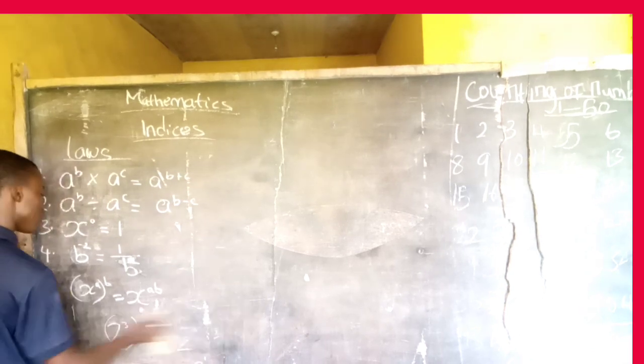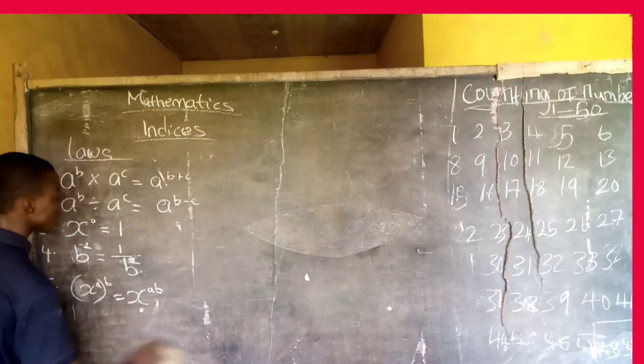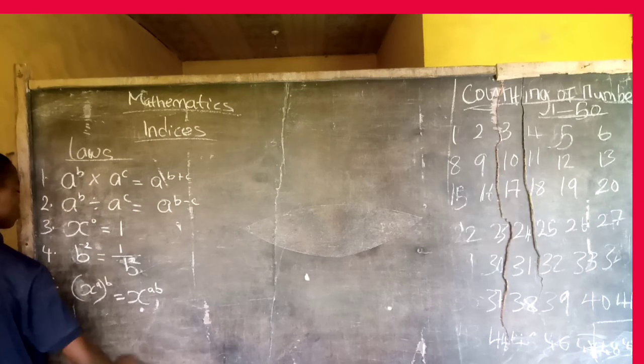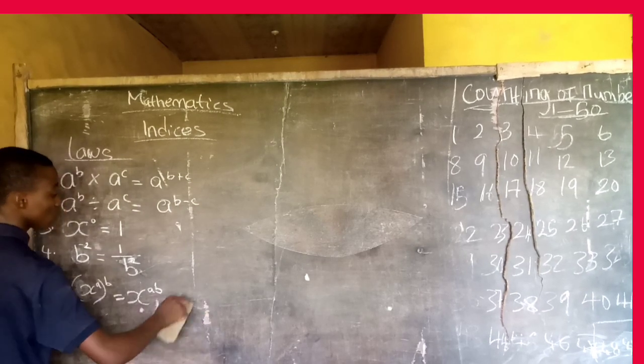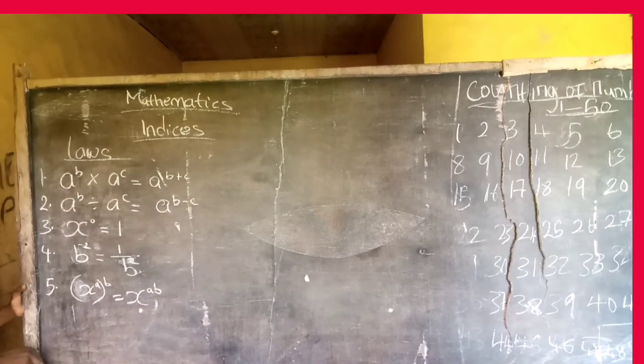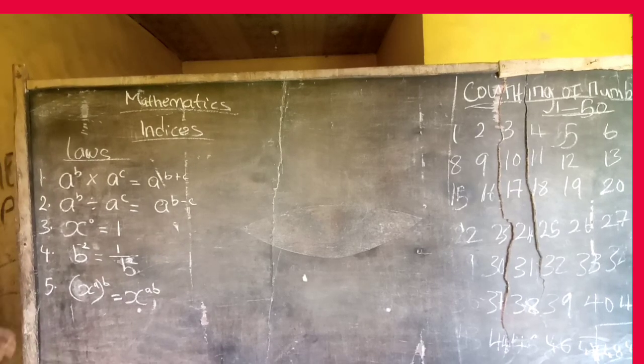Okay? So what about if we have 2 to the power of a fraction, close bracket, into another fraction? How do you do it? We solve it like that, okay?